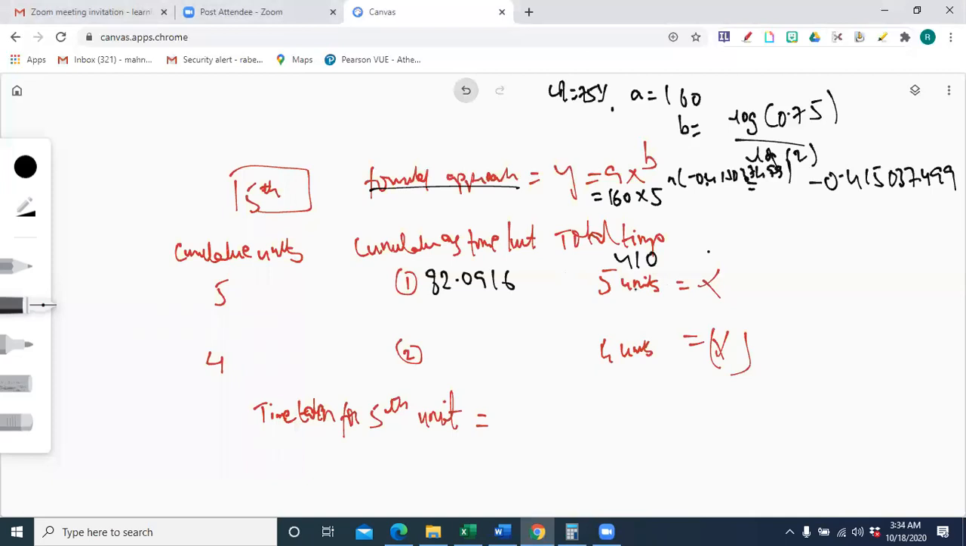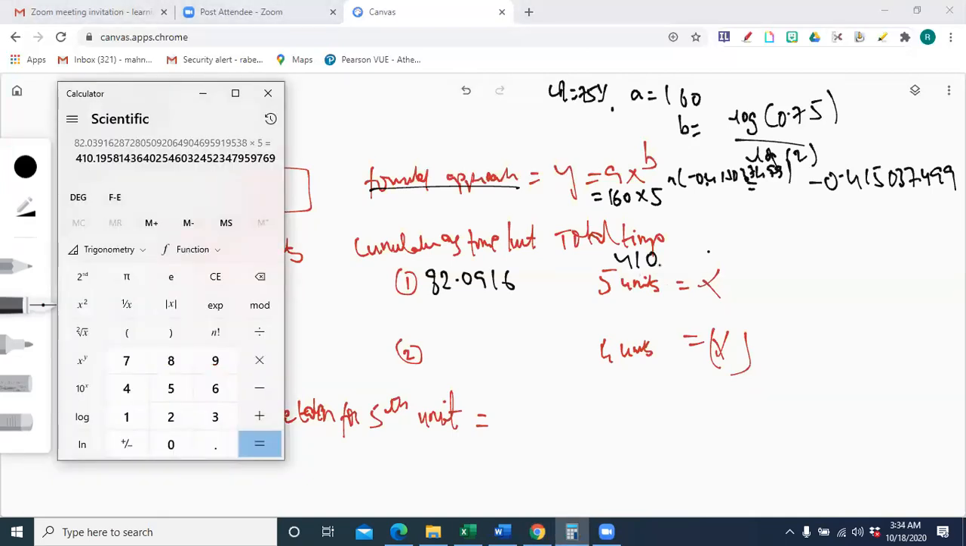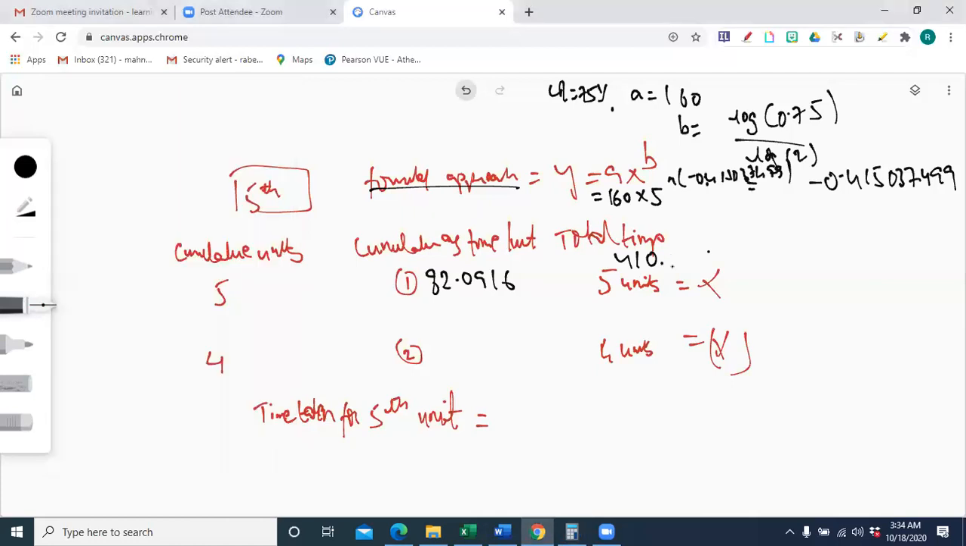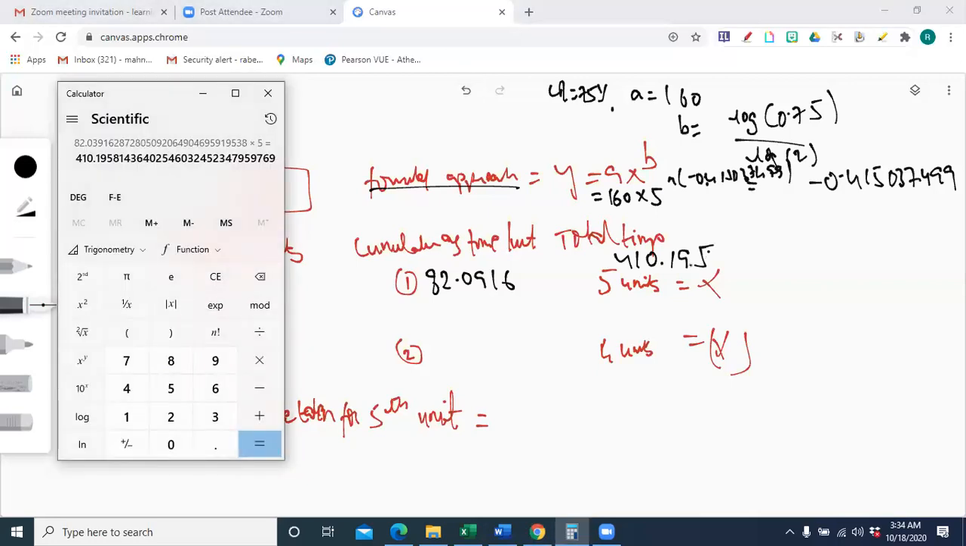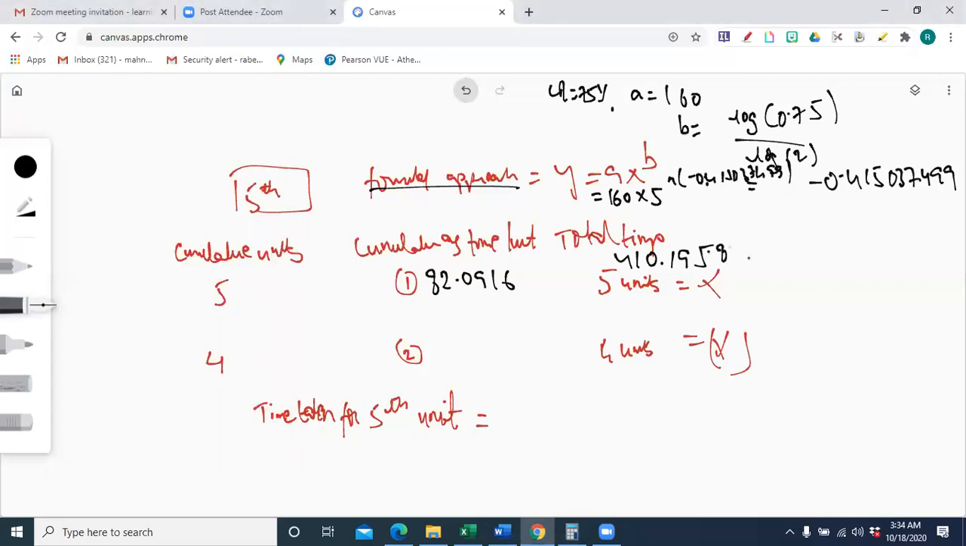Just take at least up to 4 decimal places always in the answer. Otherwise, your learning effect would vanish. So 410.195814, that's the total time for the first 5 units.